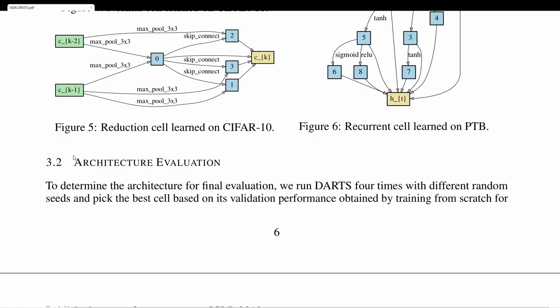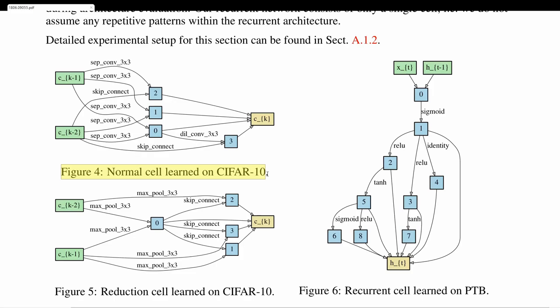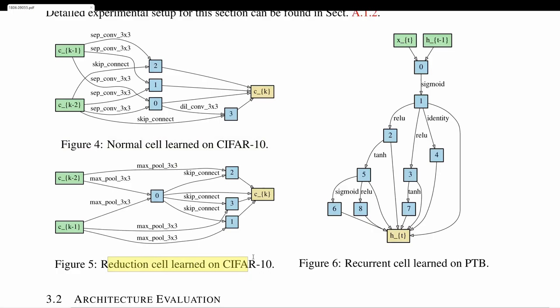Section 3.2, architecture evaluation. Before we do that, let's look at these figures. Figure 4, normal cell learned on CIFAR-10. Figure 5, reduction cell learned on CIFAR-10. And Figure 6, recurrent cell learned on PTB. Okay, and these are the max pooling and all these different types of cells learned.